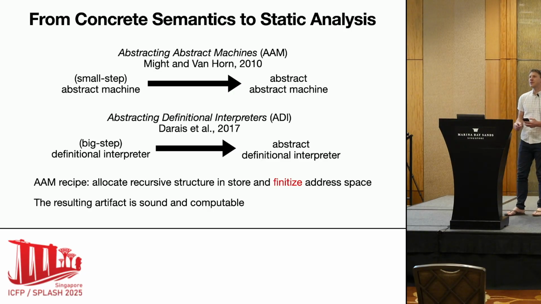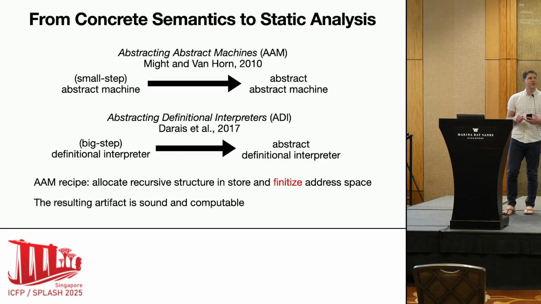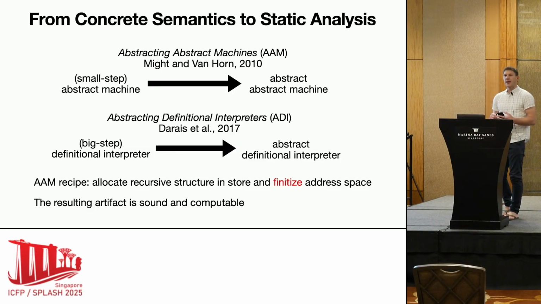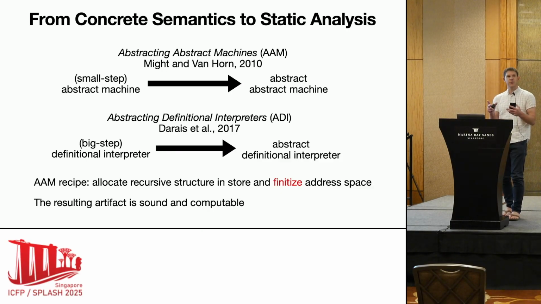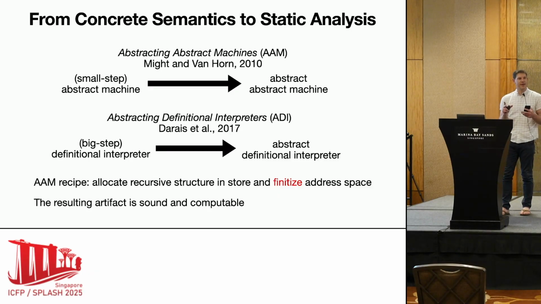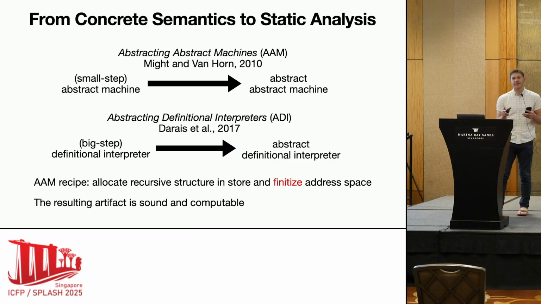What abstracting abstract machines, or AAM, gives you is the ability to turn a small step formalism, or a formalism of your small step semantics, systematically into a static analysis. And the way you do this is by taking the state space of your formalism and redirecting all recursive structure through a central component called the store. The store is going to come up several times in this talk. And then finitizing the address space of that store. And that, in effect, finitizes the execution space.